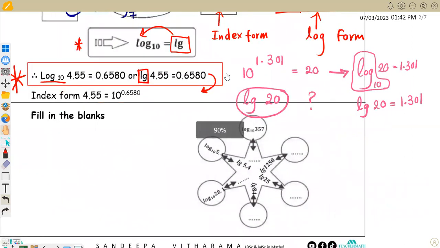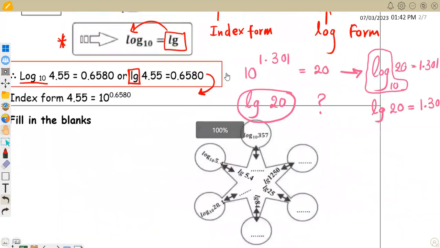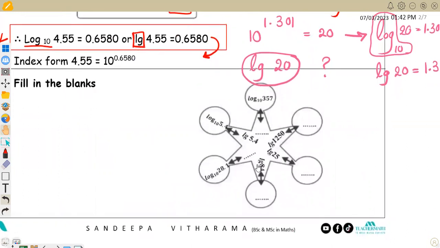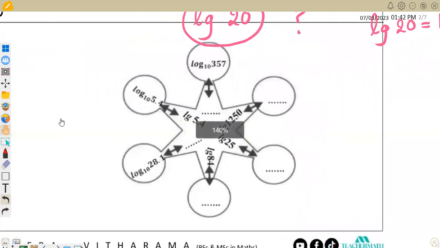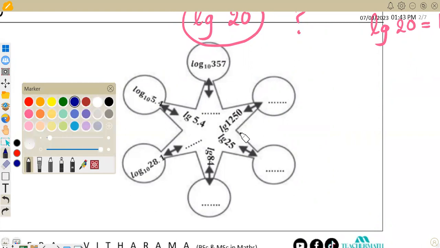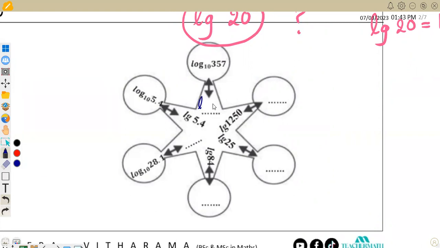Okay, then look at here. They have given a practice exercise here. Let's see what the answers are. Actually, it is very easy. Let's fill this one. Here, logarithm of 357 to the base 10 is written as, because you are asked to write it with LG, LG 357.